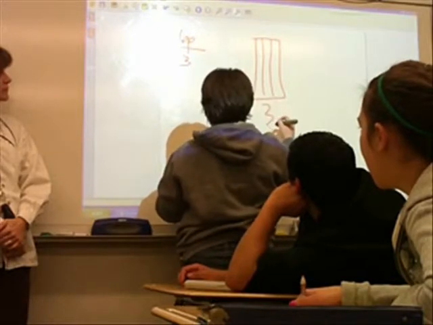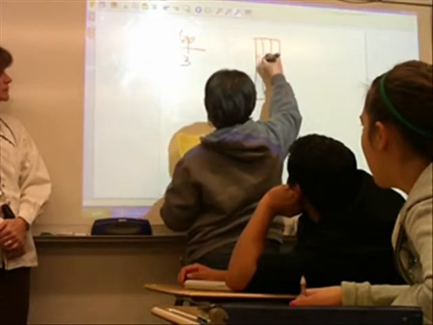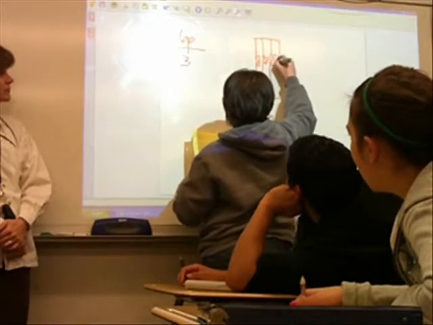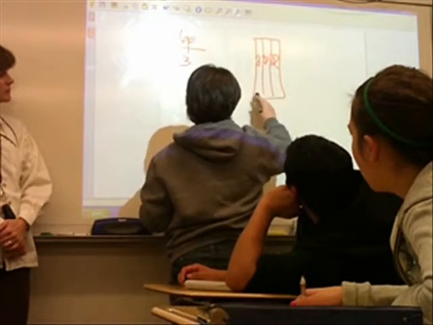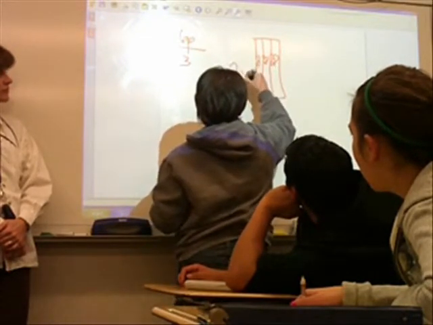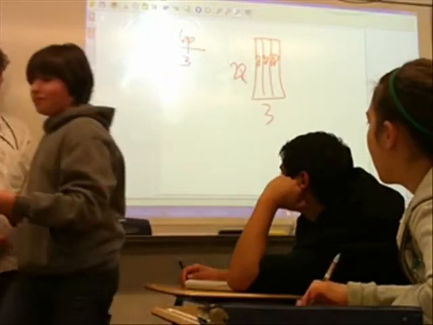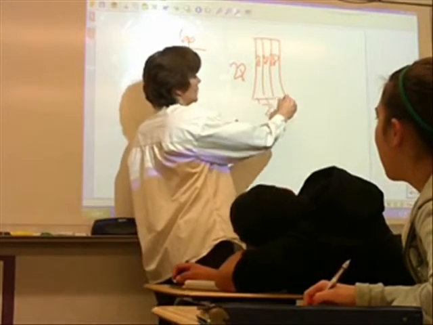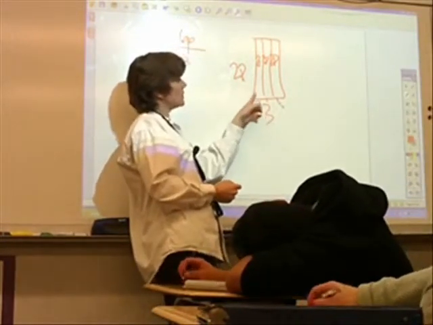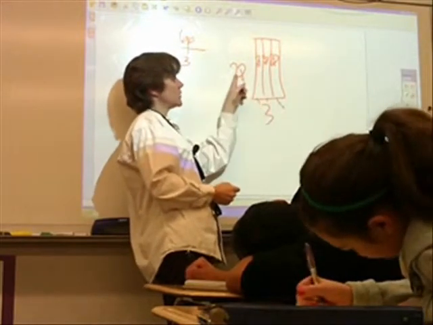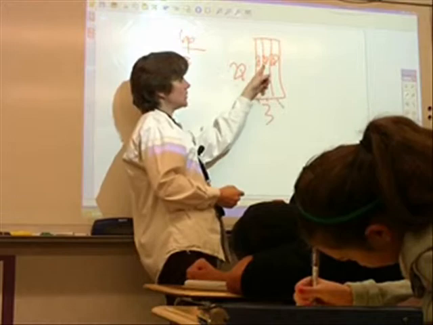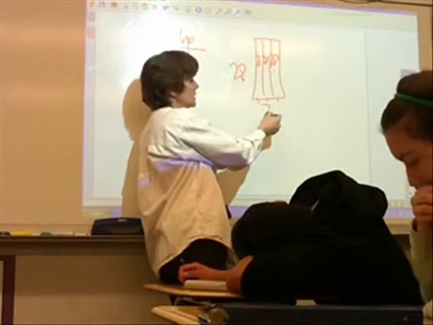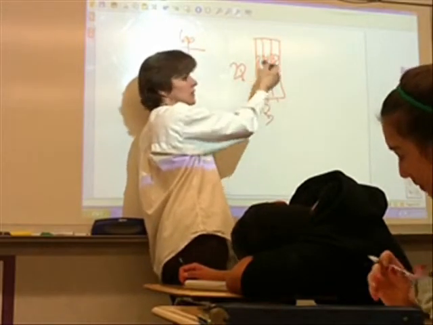Divided by 3. 6 pieces. I think I get it. Now, we can look at it this way because we've got 1, 1, and 1. You can say 1 times what equals 2p? 1 times 2p equals 2p. Or you can say, well, what times 3 equals 6p? 3 times 2p equals 6p.